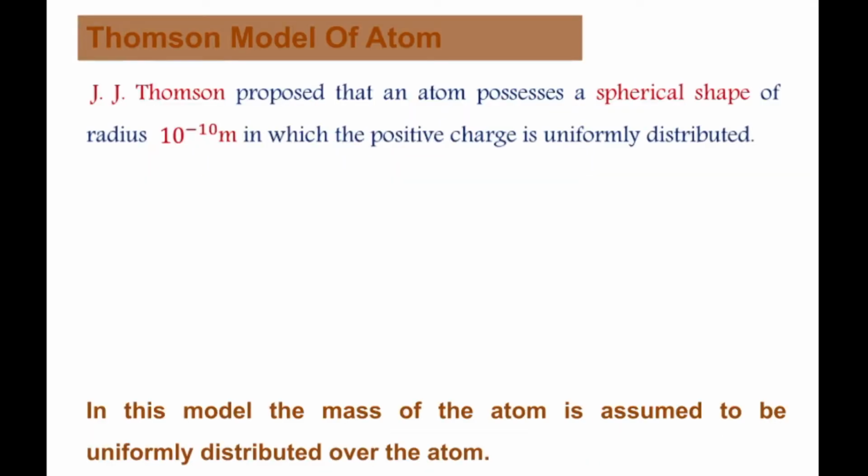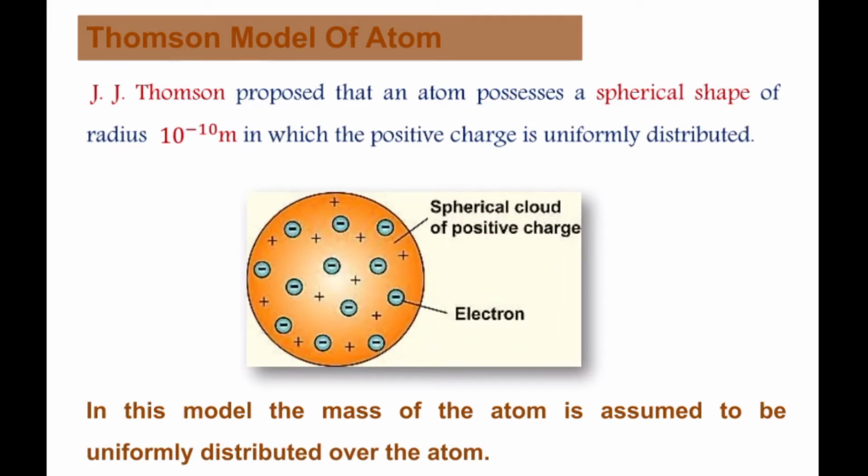J.J. Thomson proposed that an atom possesses a spherical shape of radius 10 raised to minus 10 meter, in which the positive charge is uniformly distributed and electrons are embedded in it. In this model, the mass of the atom is assumed to be uniformly distributed over the atom.